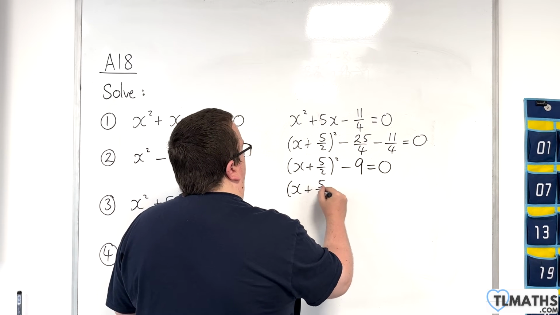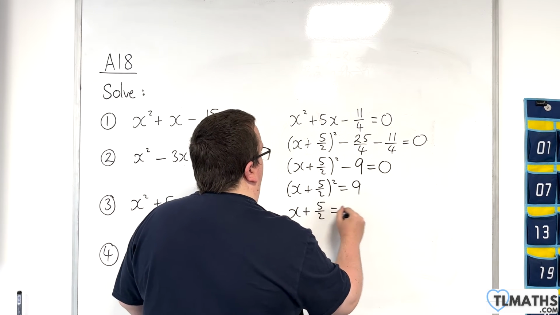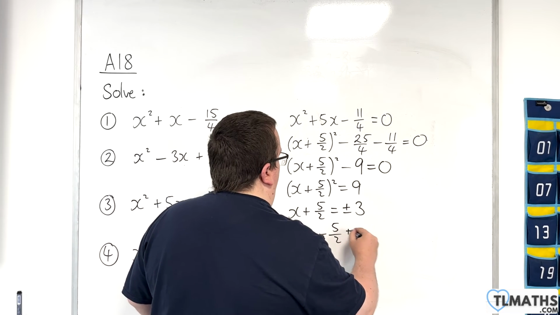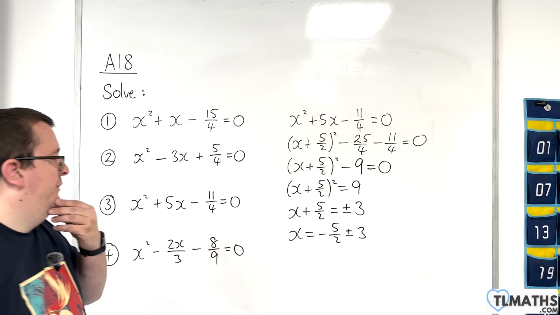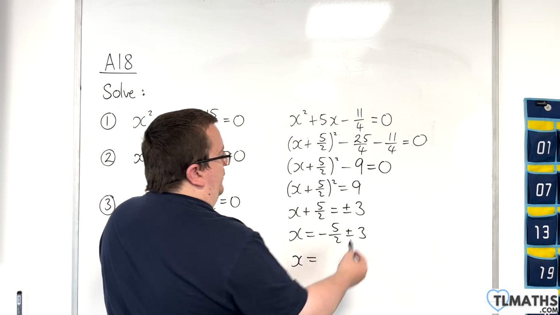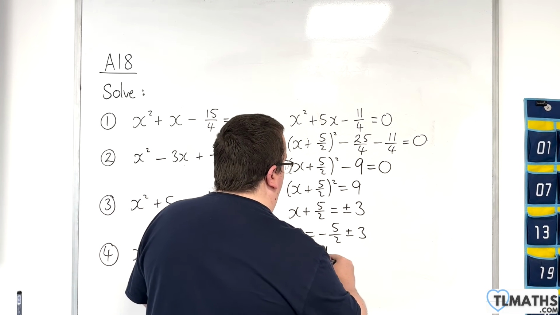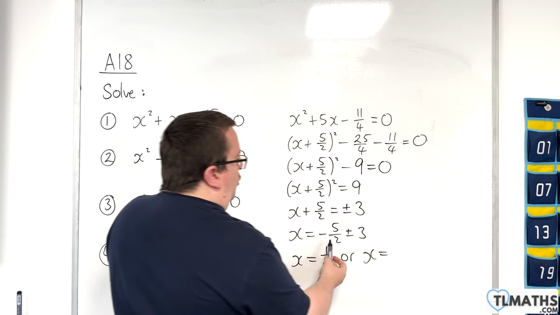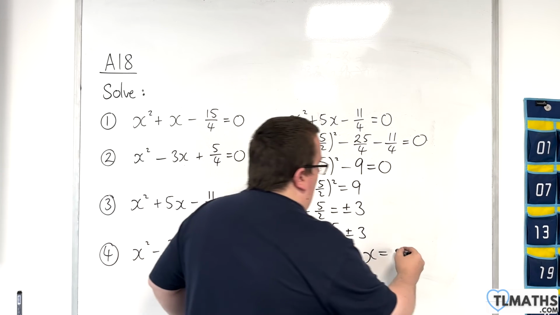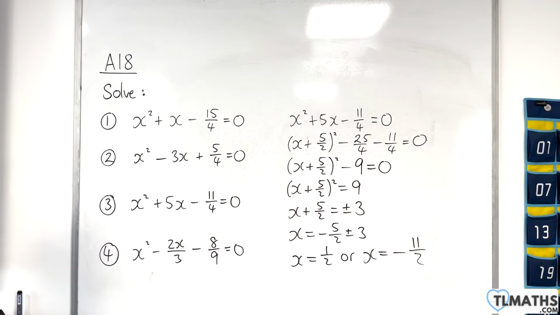So x plus 5 halves squared is equal to 9. So square rooting both sides, we get plus or minus 3. And then subtracting 5 halves from both sides gets minus 5 halves plus or minus 3. So either we have minus 5 halves plus 3. Now 3 is 6 halves, so minus 5 halves plus 6 halves is 1 half. Or we have minus 5 halves take away 3. So minus 5 halves take away 6 halves is minus 11 halves. Okay, and so that's number 3.